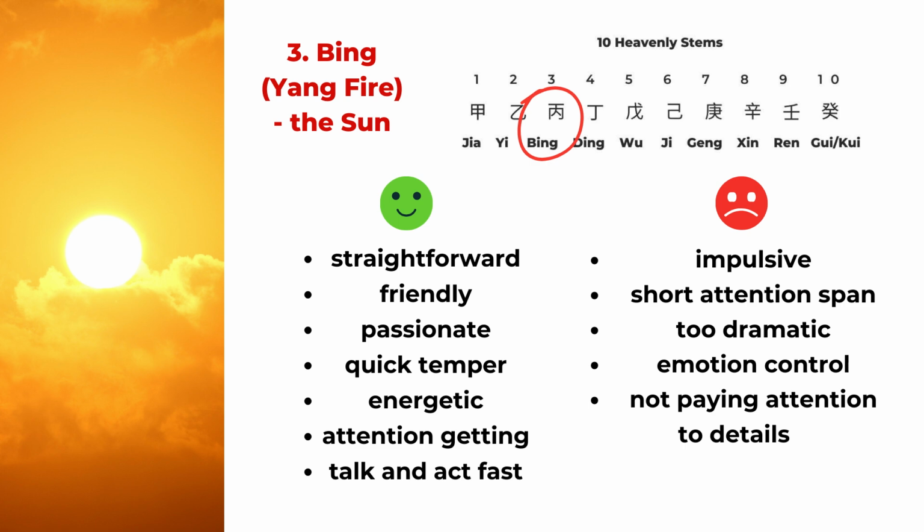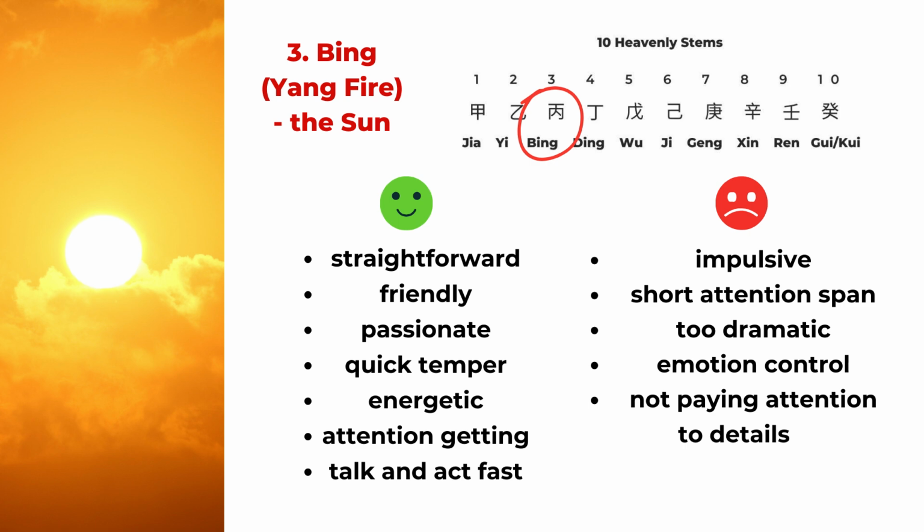And for the negative, you can be impulsive, and you don't think things through before you make decisions. And you have a short attention span, and you can be too dramatic and too emotional. So you can work on controlling your emotions.